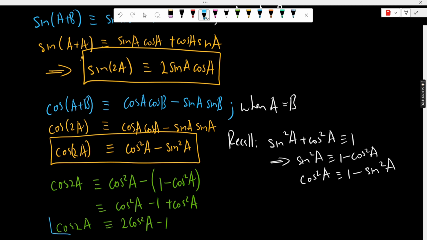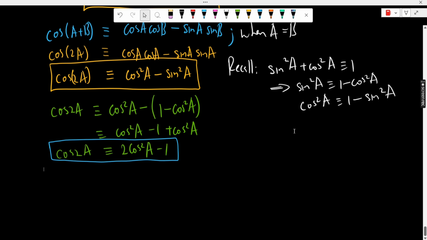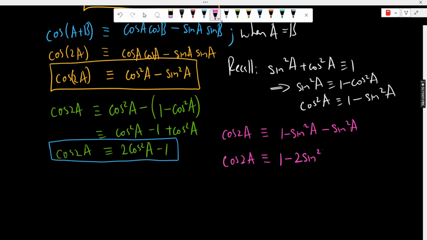And this is the other version of that identity. Cos 2A is equivalent to 2 cos squared A minus 1, right? For the final version, we will substitute for cos squared A instead. And when we do that, this is what we get. We get that cos 2A is equivalent to 1 minus sine squared A minus sine squared A. And this therefore gives us that cos 2A is equivalent to 1 minus 2 sine squared A.